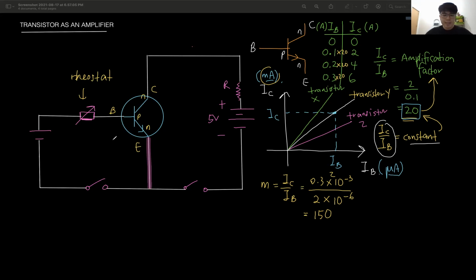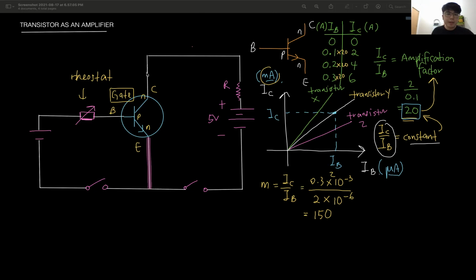So you can think of the base like a gate. When there's current flowing in the base, it opens the gate for the current flowing in the collector circuit. No current, then the collector circuit cannot flow. How do I form my amplifier? Okay, I put my loudspeaker here.